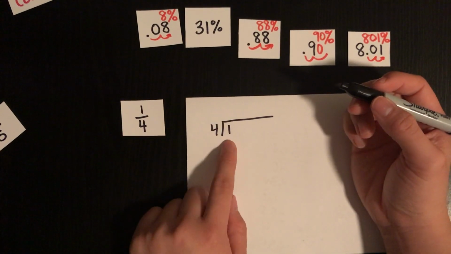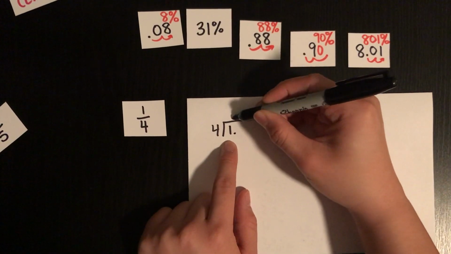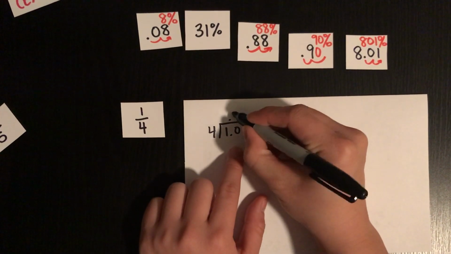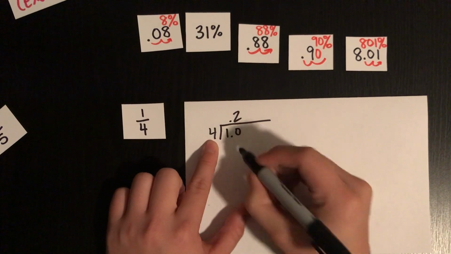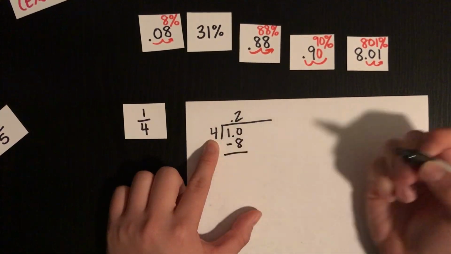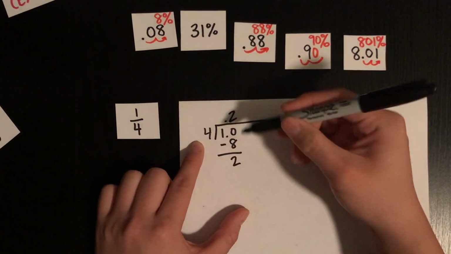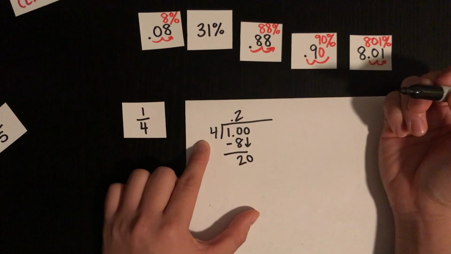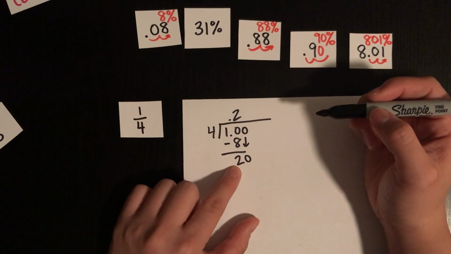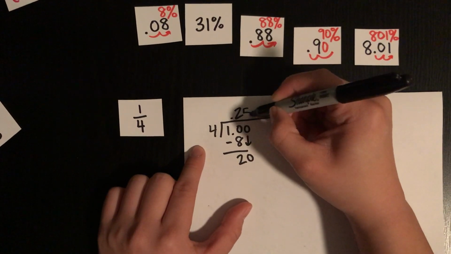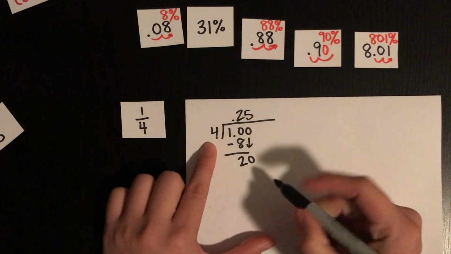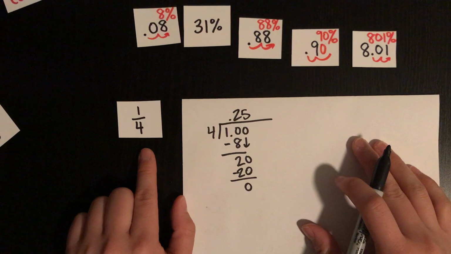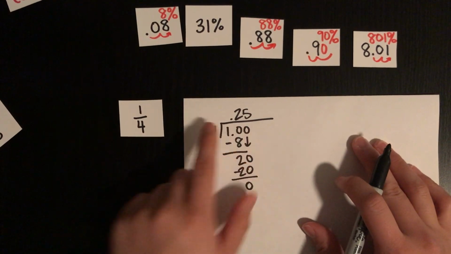How many times can 4 go into 1? Well, it can't, but we'll add a decimal place and a 0. How many times can 4 go into 10? Twice. We multiply 2 times 4 is 8. Subtract 8 from 10 and we get 2. We have nothing to bring down, so we'll add a 0, bring this down and make it 20. How many times does 4 go into 20? 5 times. 5 times 4 is 20. We subtract 20 and we have no remainders, so we know that 1/4 is equal to 0.25.